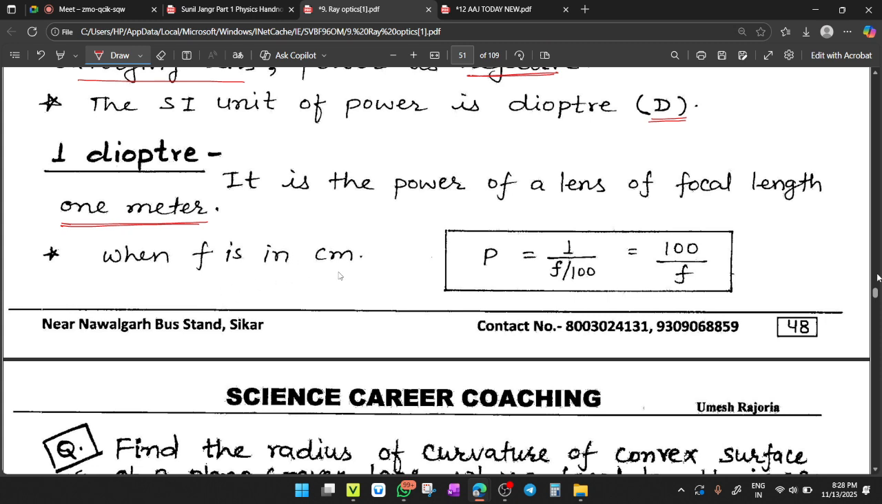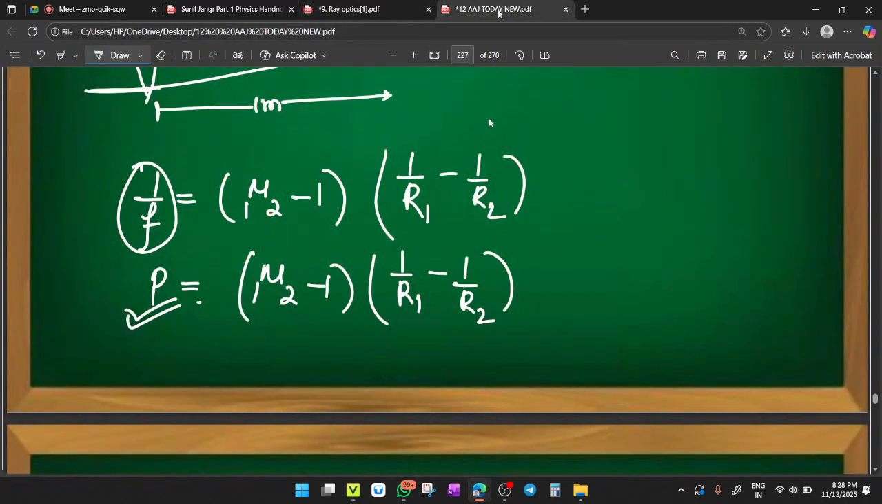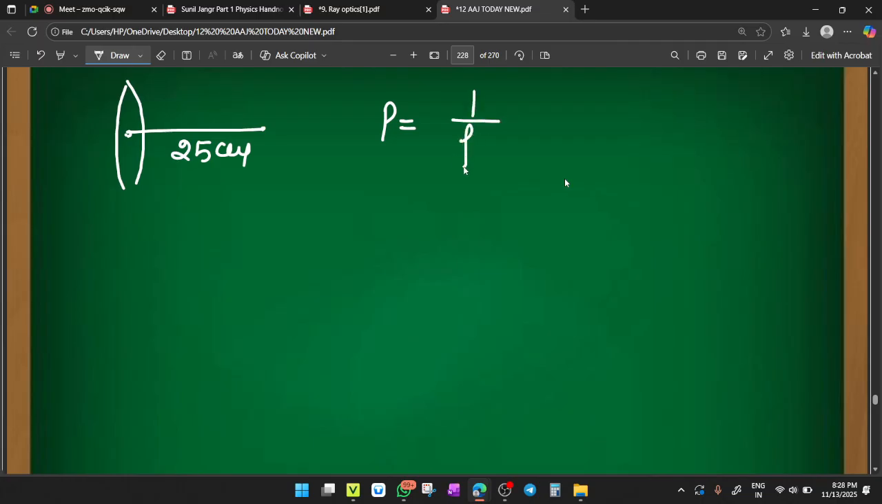Now, when your focal length is in centimeter, you must convert it to meter. Whenever it is given in centimeter, like you have to find the power of a convex lens having a focal length of 25 centimeter. Clear? So you have to find the power. The formula for power is 1 upon f, and f is given here as 25 centimeter. So you must convert it to meter. So 25 centimeter equals 25 upon 100 meter.